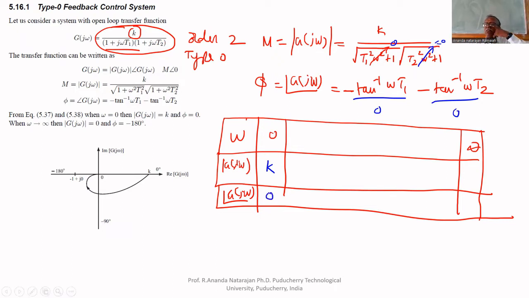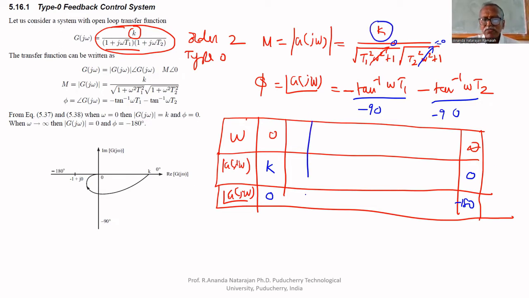When omega equal to infinity, what will you get? This becomes infinity, K by infinity. This is also infinity, K by infinity, that's why 0. Magnitude is 0. Angle, for this you will get minus 90, and for this another minus 90. Therefore, minus 180. So, the initial value is gain K. The final value is 0.